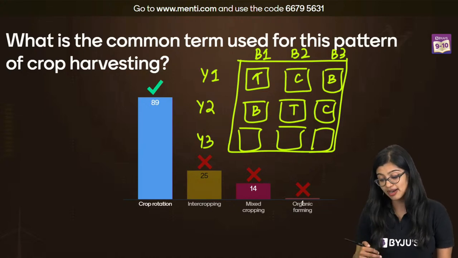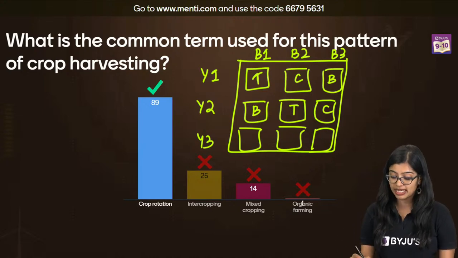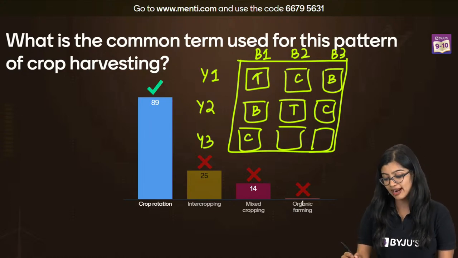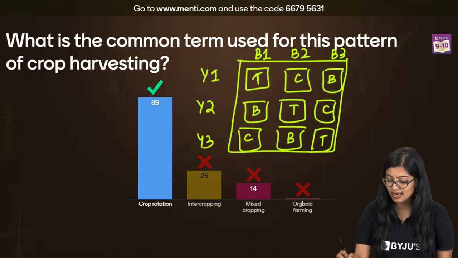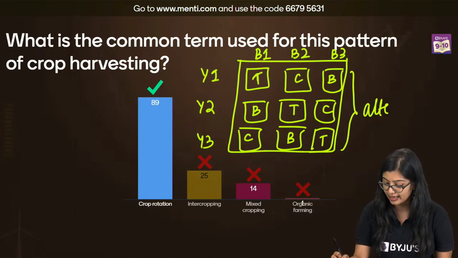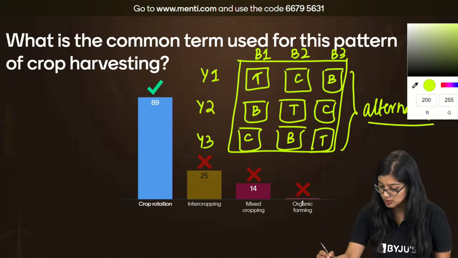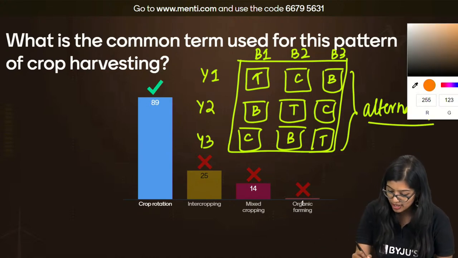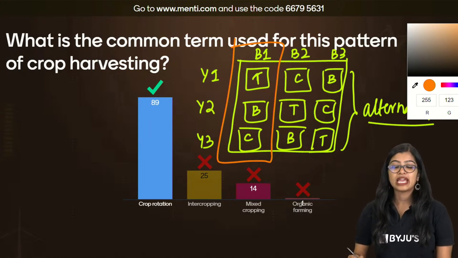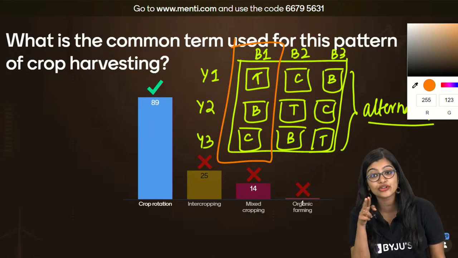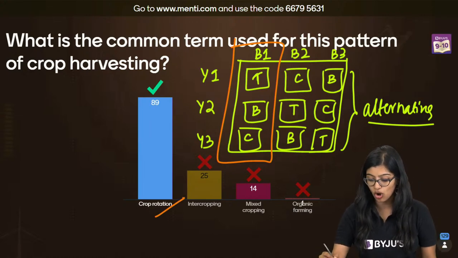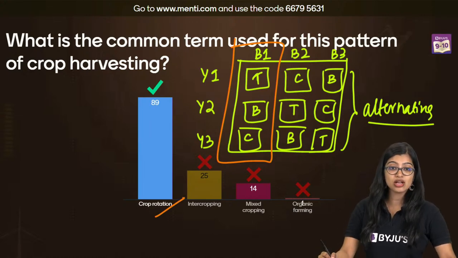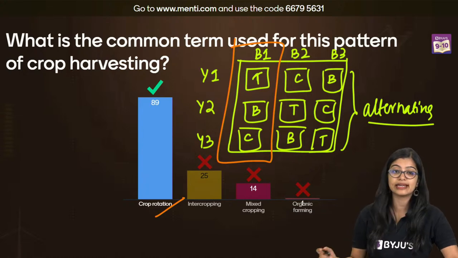Now in the third year, what did I do? I grew tomato and beans, now I'll grow carrot here. I grew carrot and tomato, I'll grow beans here. I grew these two, I'll do this. So basically, what am I doing? I am alternating here. If I just take this part, in one piece of land, I am alternatively growing crops. So that's why the answer here is crop rotation. Are we all clear with this?